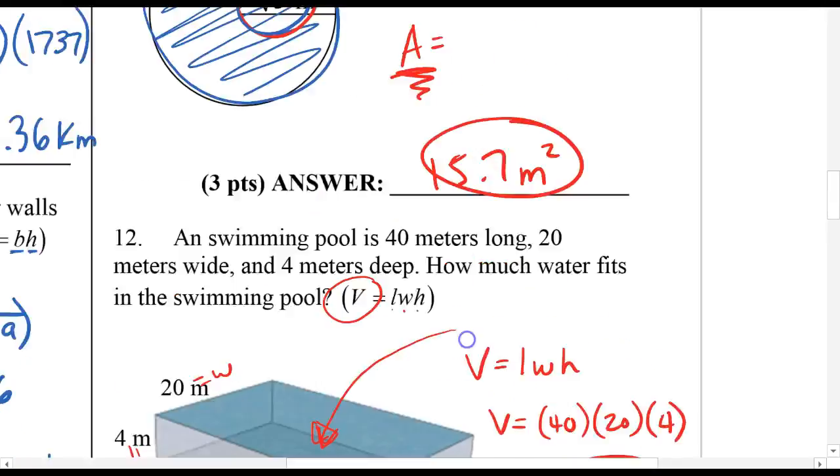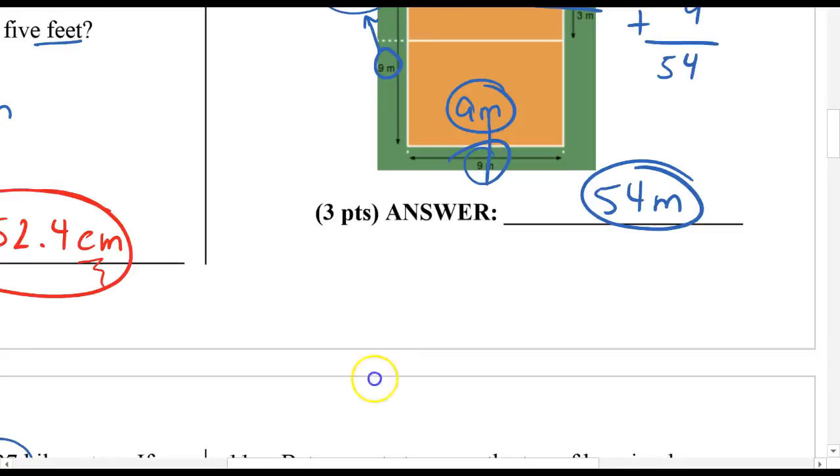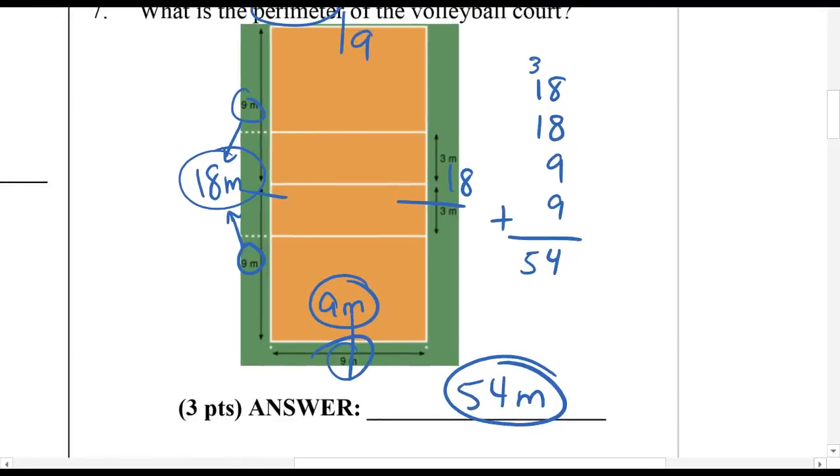Okay, volume is cubed. Area, like in the last one, is squared. And then when we go back to perimeter, we don't put anything at all.